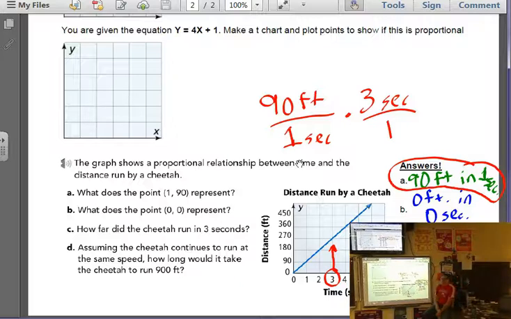That is almost the length of a football field in 3 seconds. This is just constant speed. So the cheetah's running at a consistent speed. We don't know if it's top speed, but it's a speed it can run at consistently. And is this even possible?